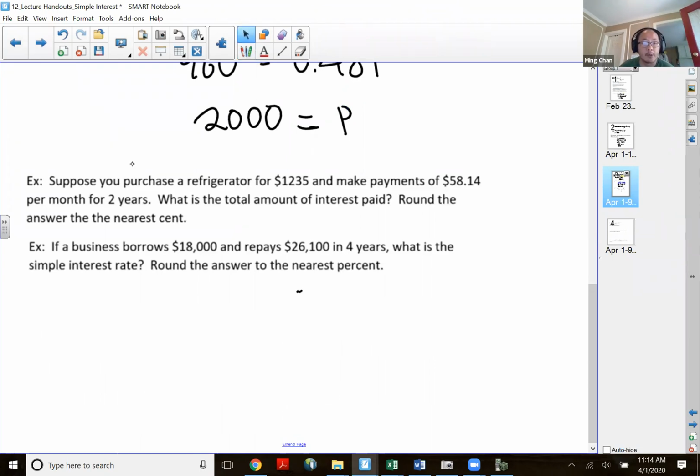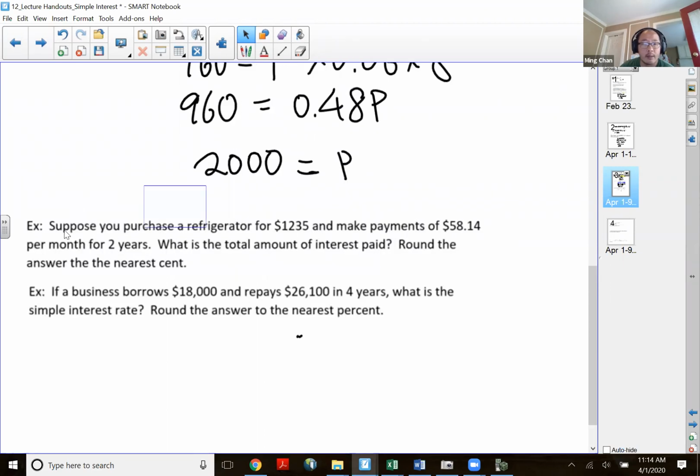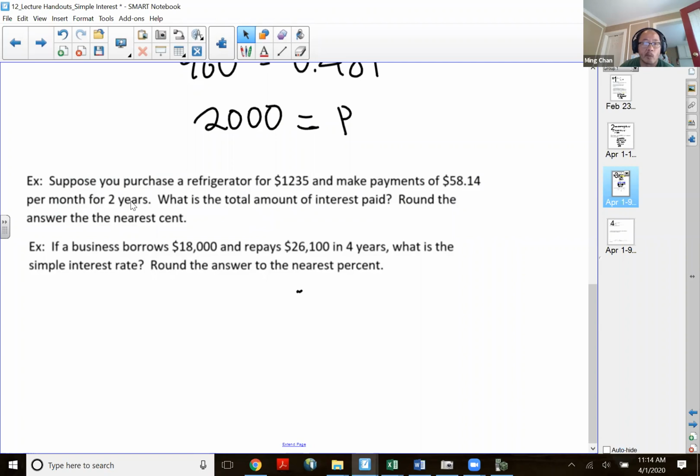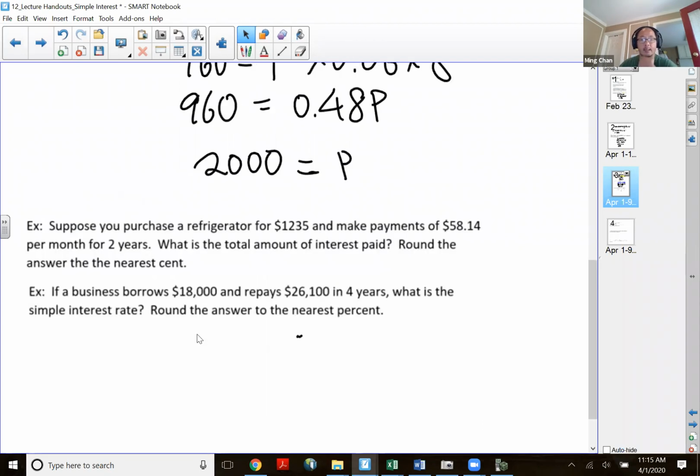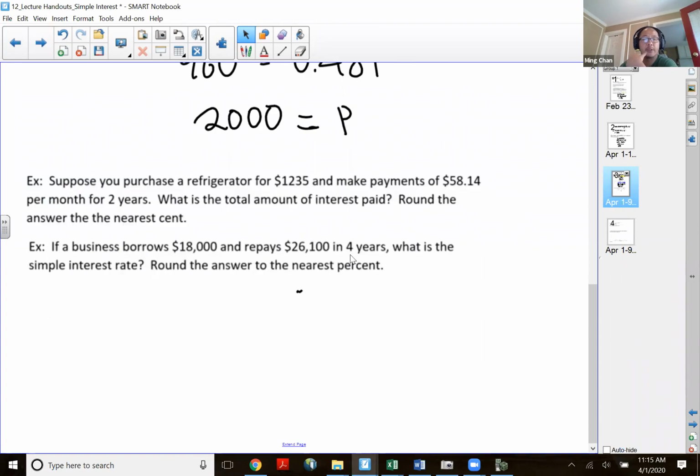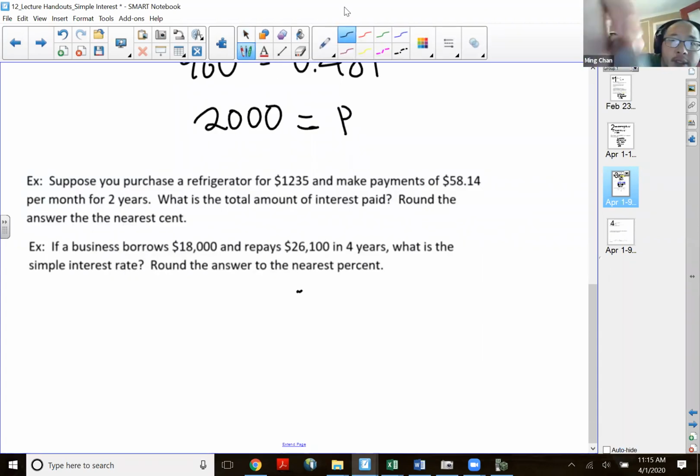So suppose you purchase a refrigerator. So let's borrow money to buy a refrigerator for $1,235, and make payments of $58.14 per month for 2 years. What is the total amount of interest paid? So sorry, this is another question. I'm borrowing this much money, but I'm also making payments of $58.14 per month for 2 years. What's the total interest paid? So this question is looking for interest.